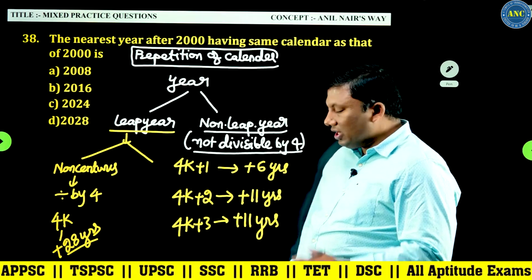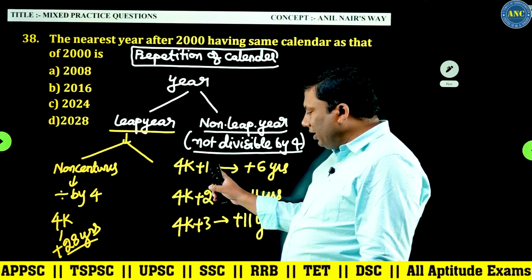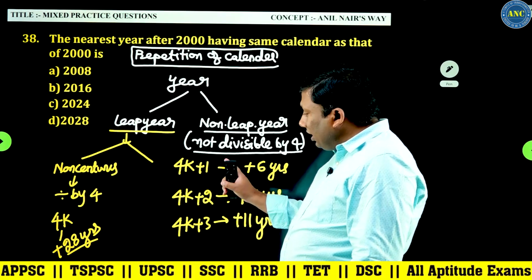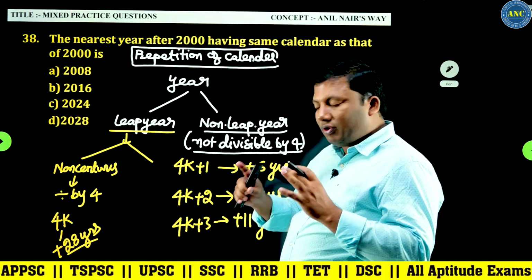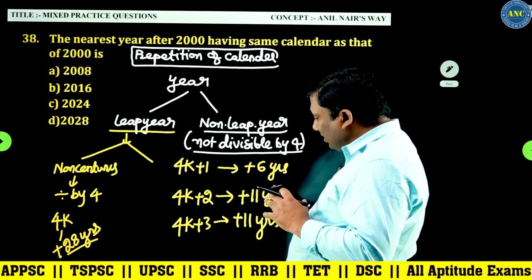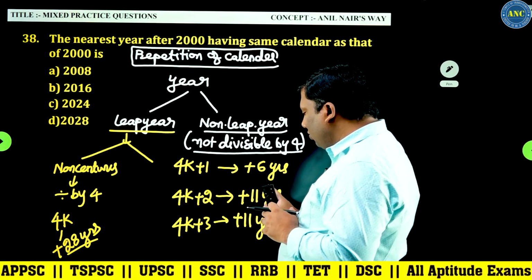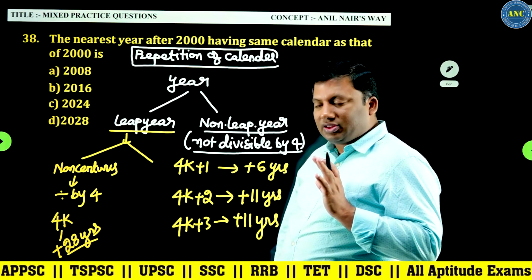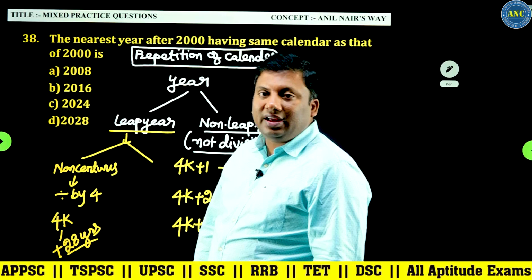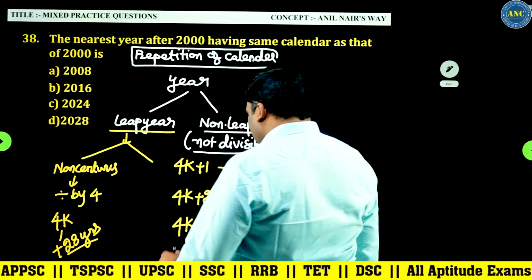If the given year is a non-leap year, that means it is not divisible by 4, it gives a remainder 1, a remainder 2, or a remainder 3. If a given year is of the form 4k plus 1, calendar repetition will happen after 6 years. If it is divided by 4 and gives a remainder 2, 11 years. It gives a remainder 3, 11 years. If the given year is a leap year, then by default it is 28 years.